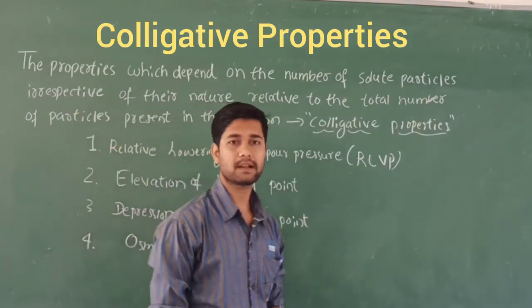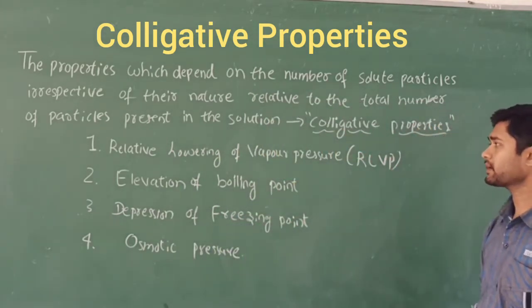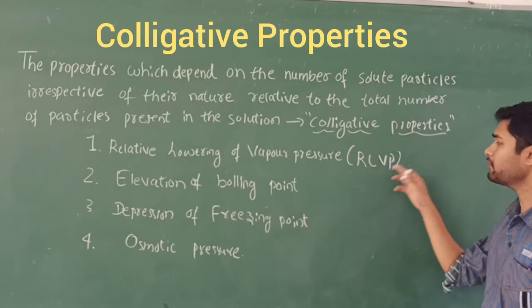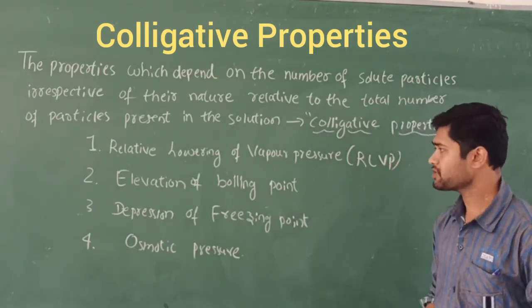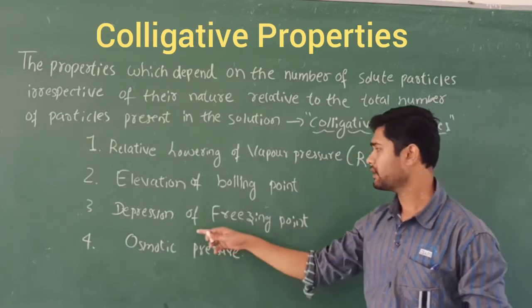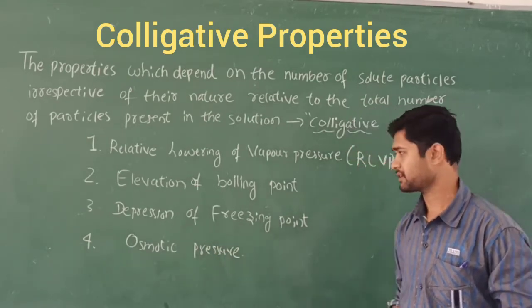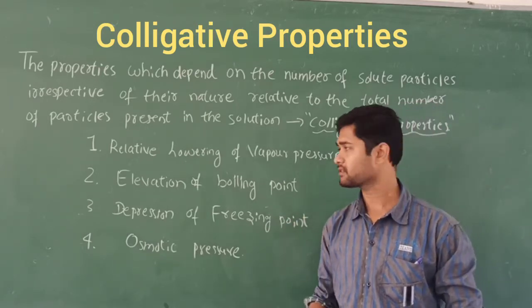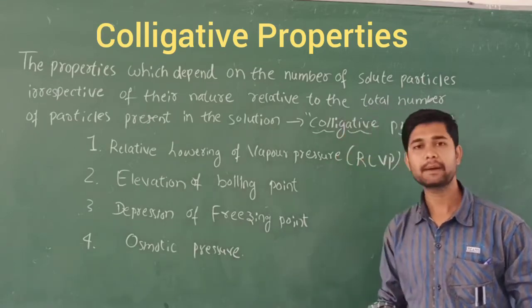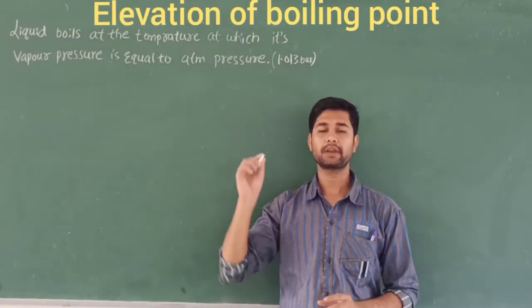And here there are mainly four colligative properties. The first one, relative lowering of vapor pressure, we have already discussed here. The second one, elevation of the boiling point. Third one, depression of the freezing point. Fourth one is osmotic pressure. So let's take the properties one by one. Let's start with the elevation of the boiling point.